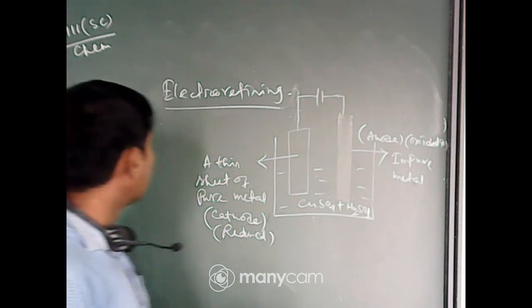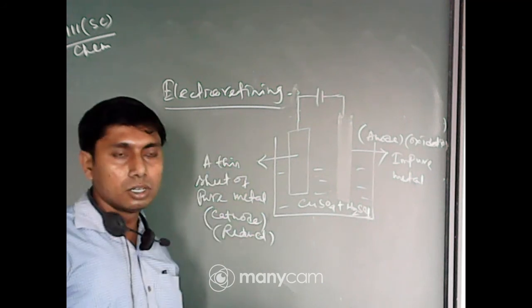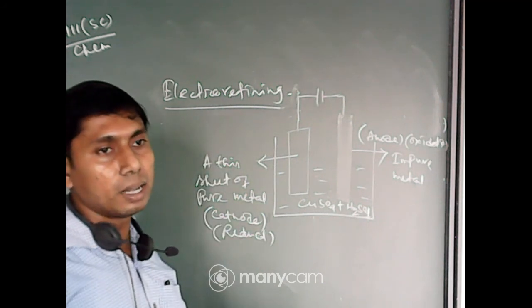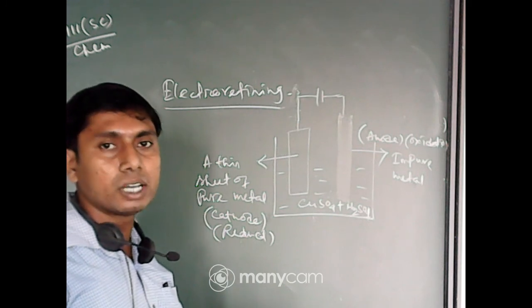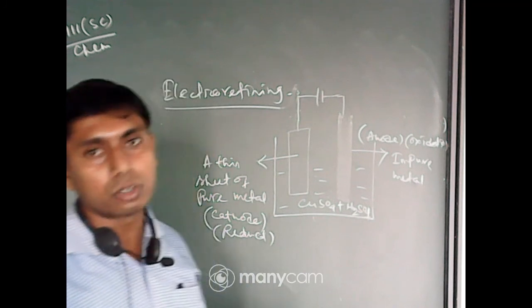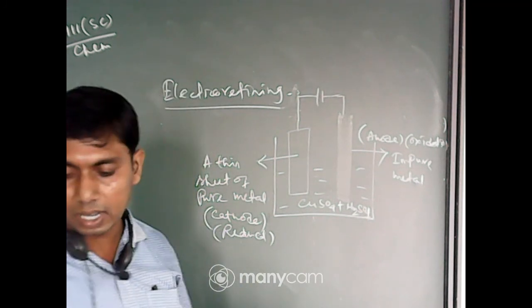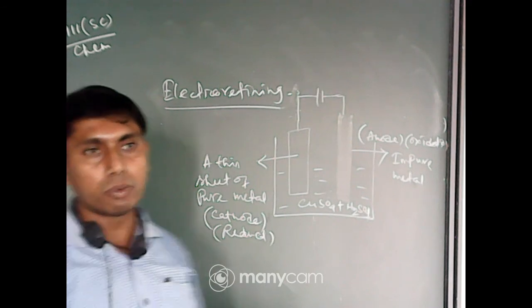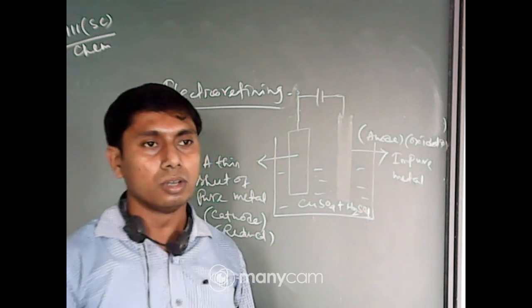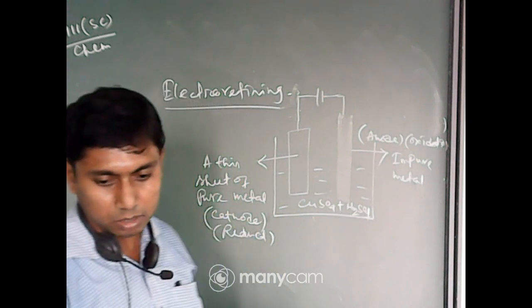Now you can write down the definition of electroplating and electro refining. You will write that it is the process of purification of a metal from an impure metal by the process of electrolysis. This will be the definition of electro refining, but here it is not mentioned. If you are interested, you may write it down. Okay, so next day we will start the next topic. Okay.